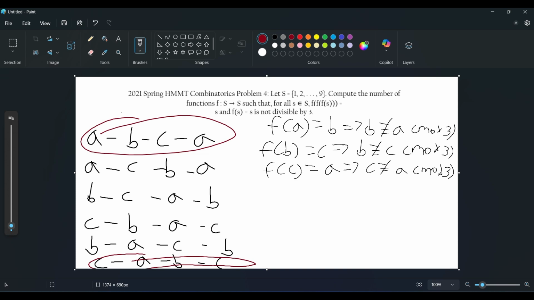And do we see anything else? Yeah, this cycle is the same as those. And then similarly, we have that these blue cycles are also the same as each other.